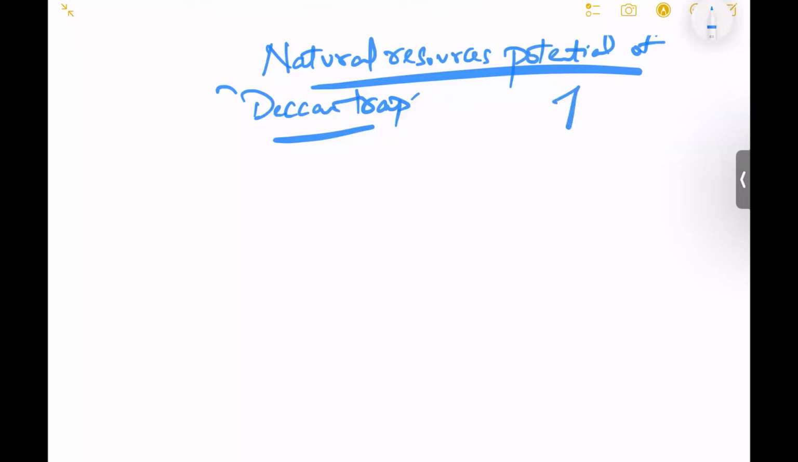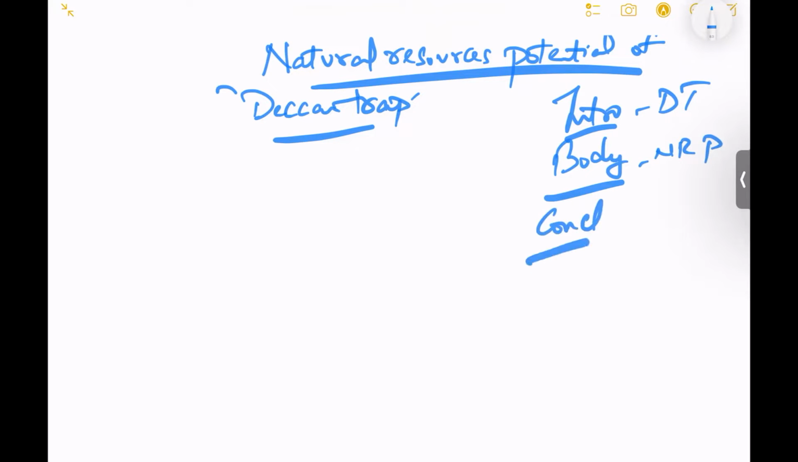So the framework is: introduction about Deccan Trap. In the body you will write the natural resource potential, and conclude by saying what is the importance of Deccan Trap in the Indian subcontinent. Clear?